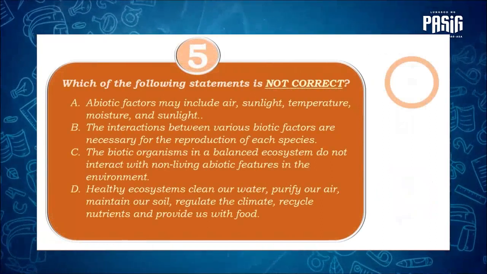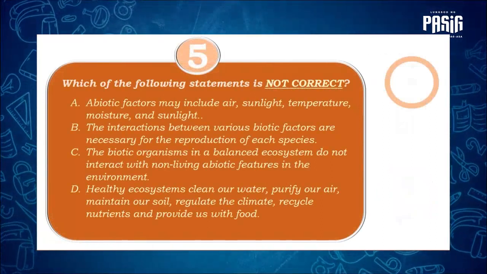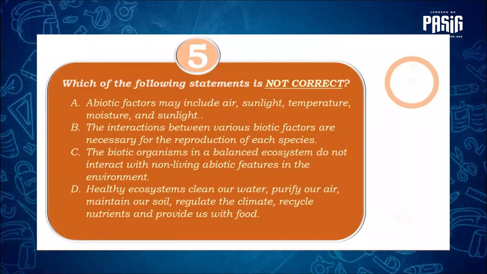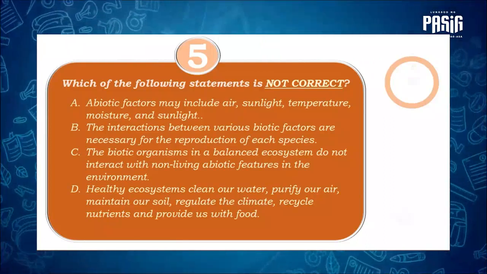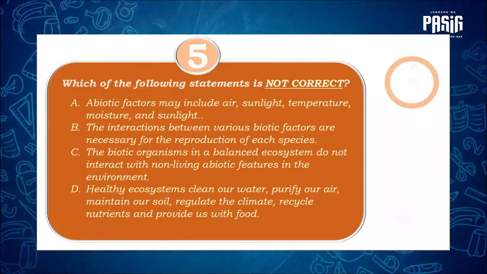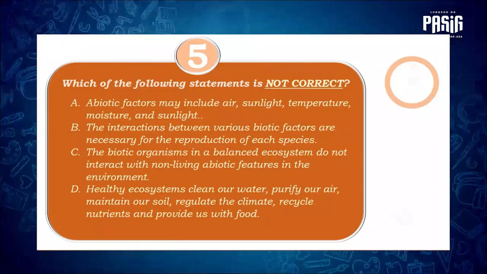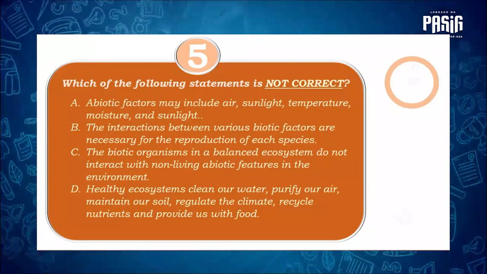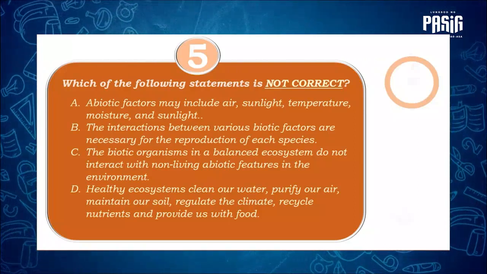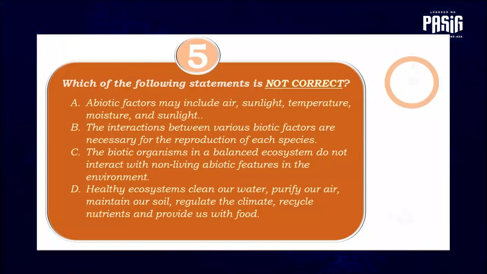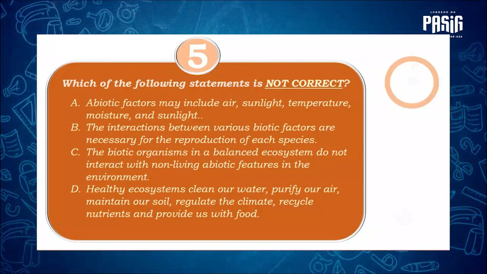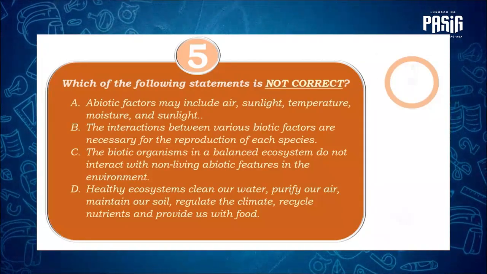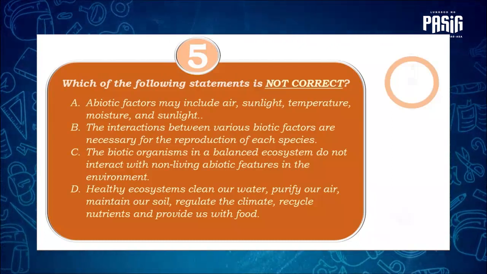Which of the following statements is not correct? A. Abiotic factors may include air, sunlight, temperature, moisture, and light. Letter B. The interactions between various biotic factors are necessary for the reproduction of each species. C. The biotic organisms in a balanced ecosystem do not interact with non-living abiotic features in the environment. Letter D. Healthy ecosystems clean our water, purify our air, and maintain our soil.